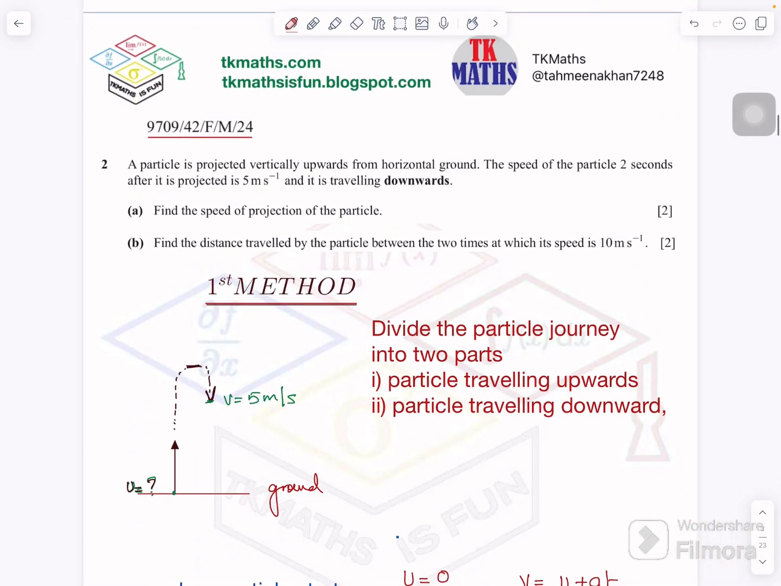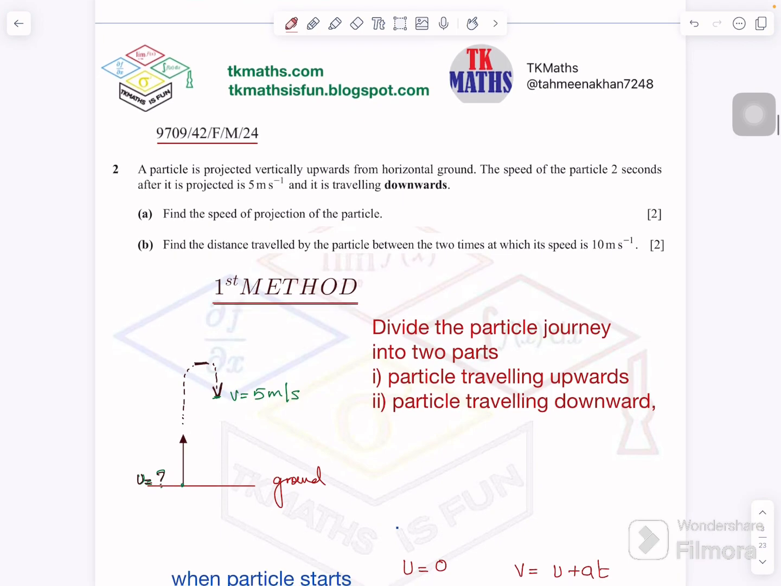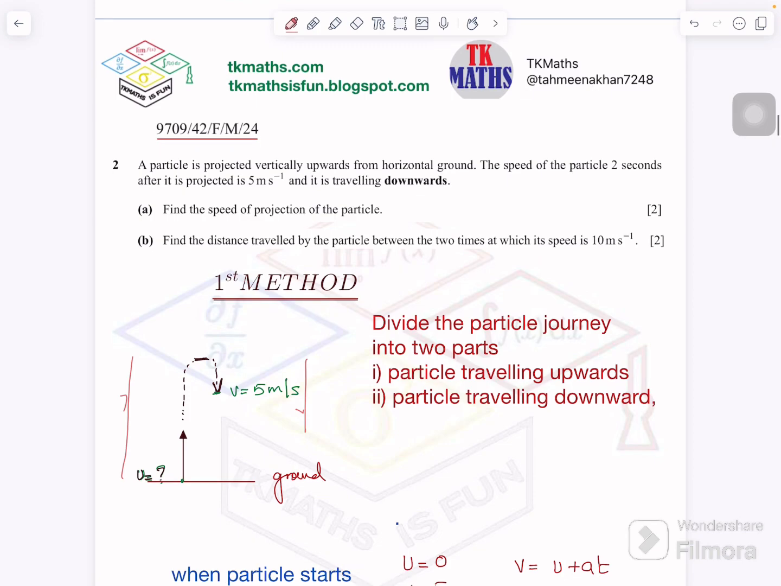Now this is question number 2. You can read it. I have solved it by 2 methods. The first method is by dividing the journey into 2 parts: the part when it is going up and the part when it is coming down, and then adding up. This is the first method.